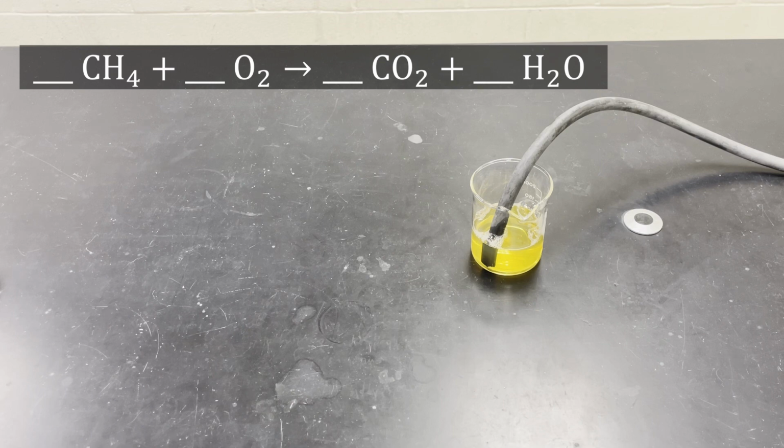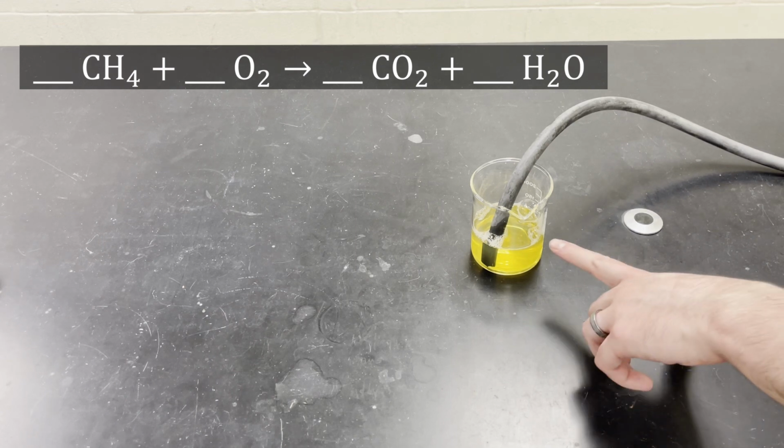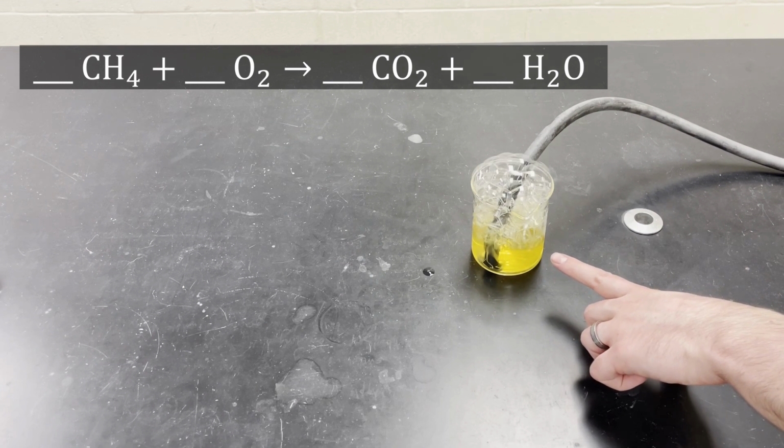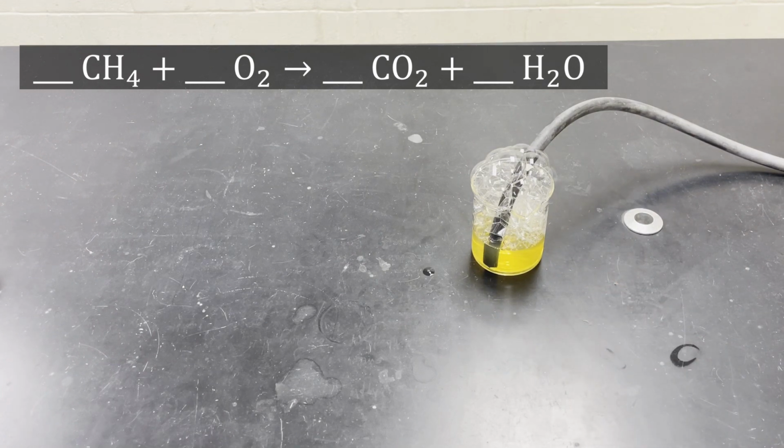This reaction is going to take place between methane, CH4, carbon tetrahydride, and oxygen gas. Since I already kind of showed this with the Bunsen burner, I thought I'd do a different version this time. I'm going to run some gas through some soapy water down here to catch some bubbles of methane gas.